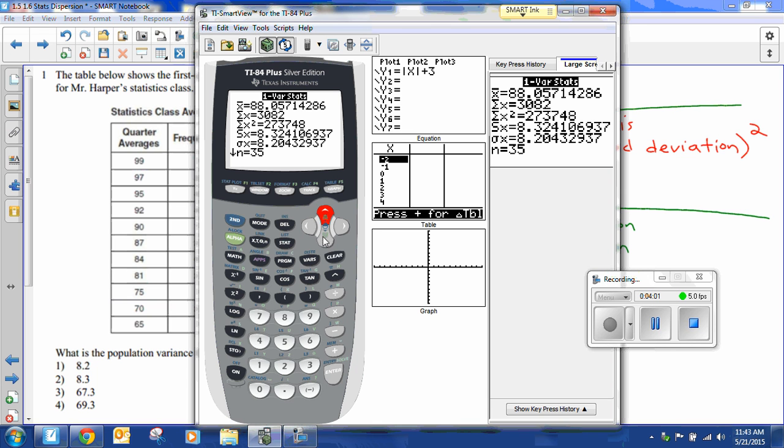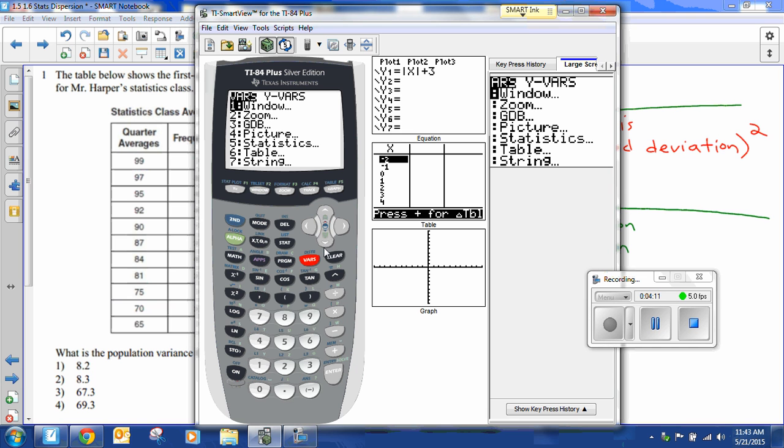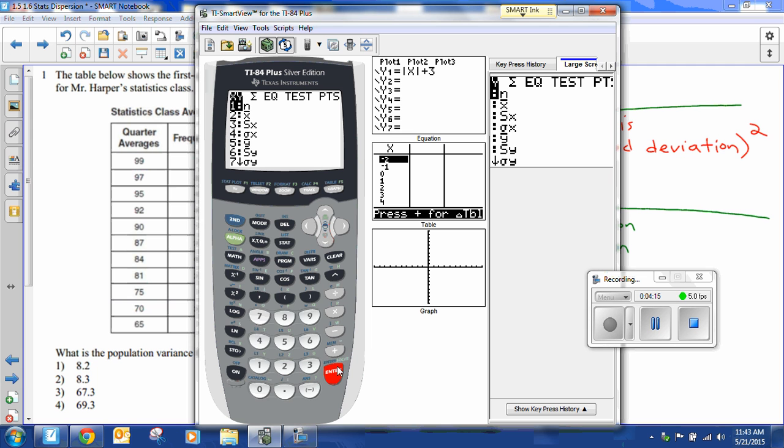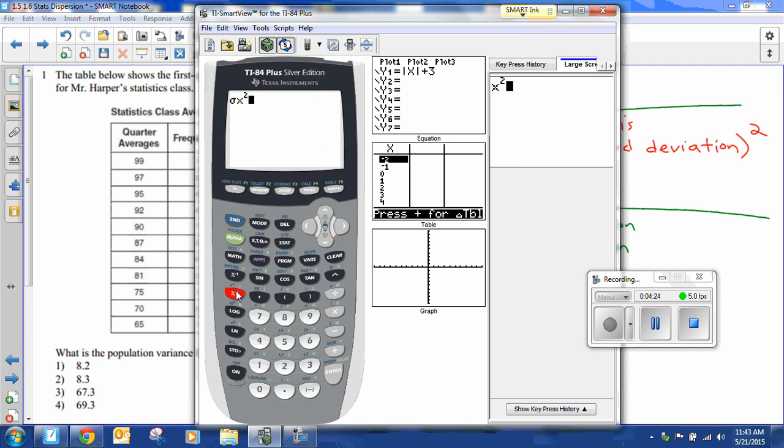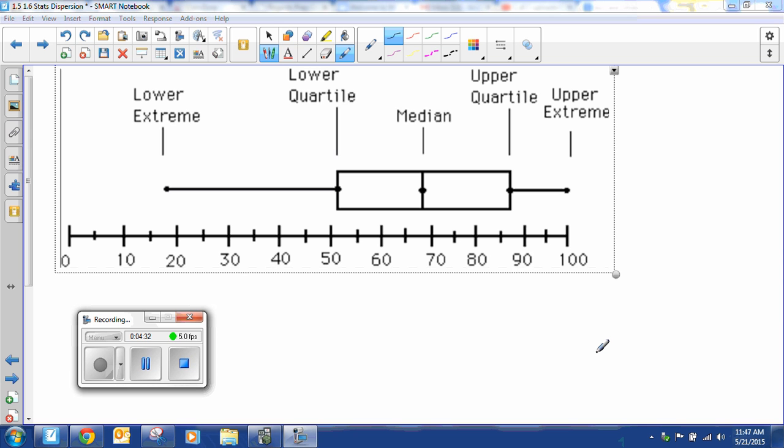And there's a shortcut to squaring that. You could just type in 8.20, etc., then square it. Or what you could do is go to the variable button, go down to statistics, and choose the variable that you want. So here we have sigma X, and we square that, and there we go. The answer is 3.